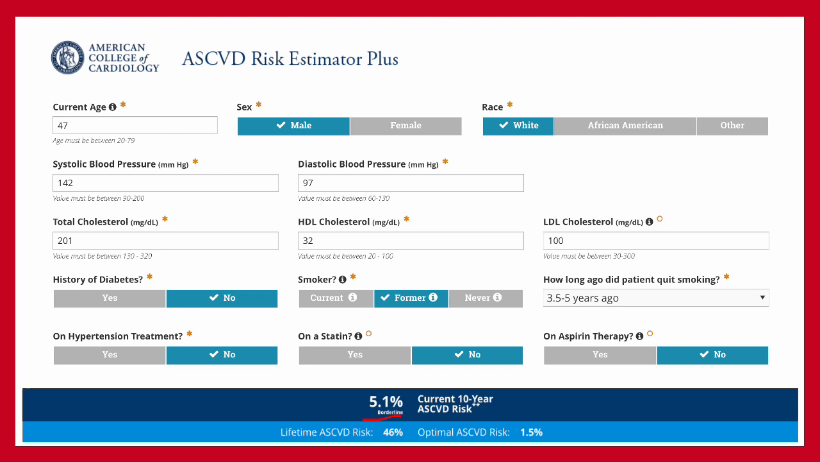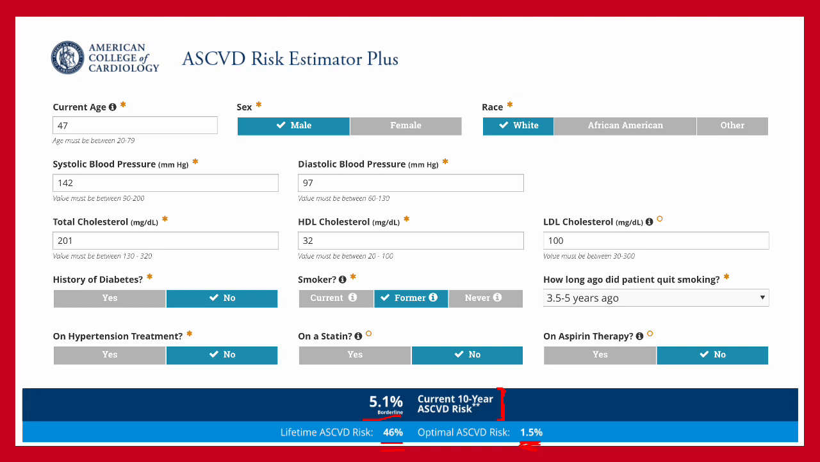Now, the lifetime risk is also presented here, and it's a 46% risk. Normally, we only focus on the current 10-year risk and try to decrease that by adding on whatever therapy is indicated for this patient. The optimal ASCVD risk, 1.5%, is optimally where we would like this patient's risk to be.